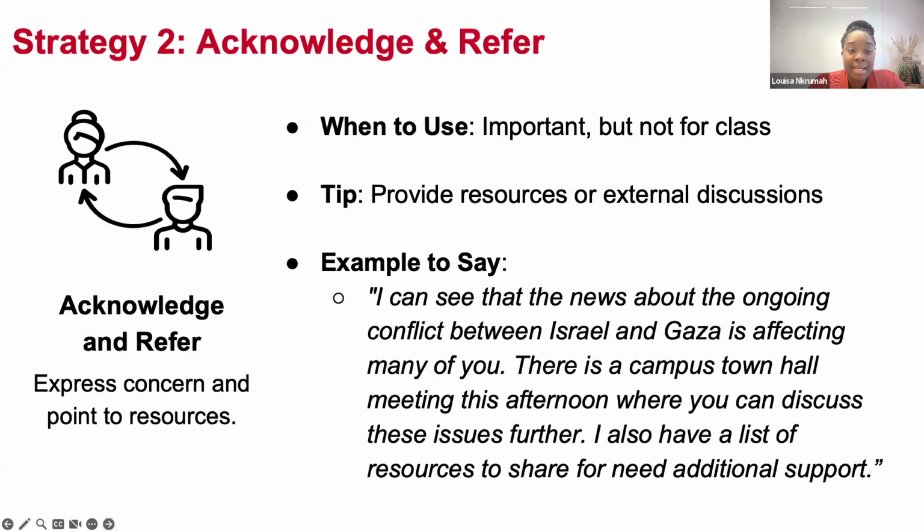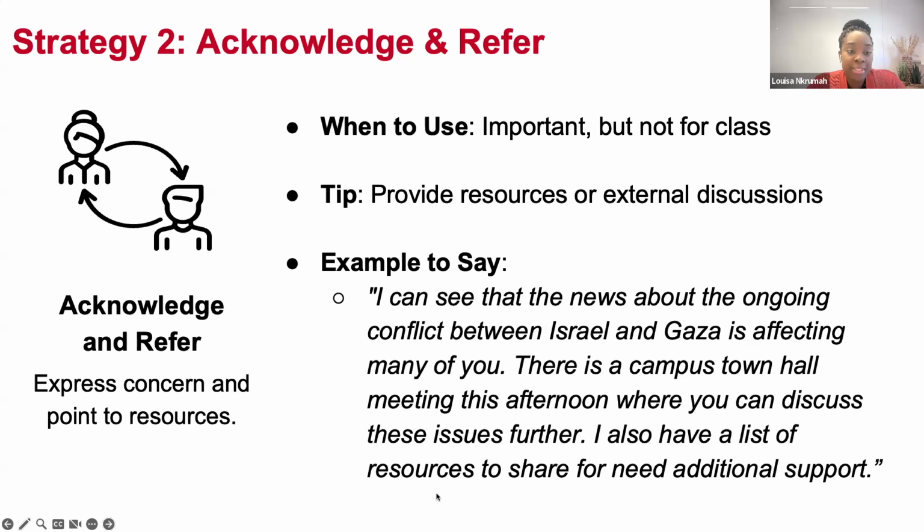The next one is acknowledge and refer. This works well when a topic or comment or question brought up by students is important, but you don't feel the need to address it fully during class time, or you feel that other people addressing it for them would be better. So this is best to use when a comment or question is really important, but just not for your specific class or that specific session that day. So what you'll do is acknowledge what the students said and then provide resources or opportunities for external discussions.